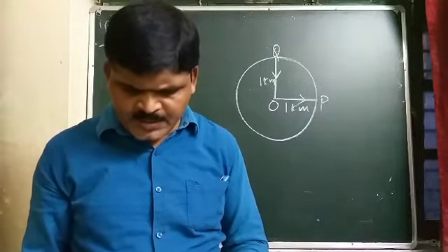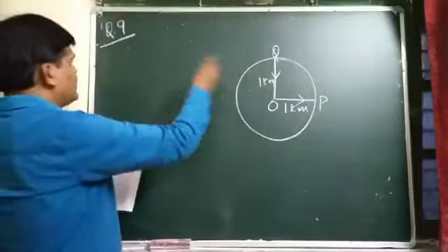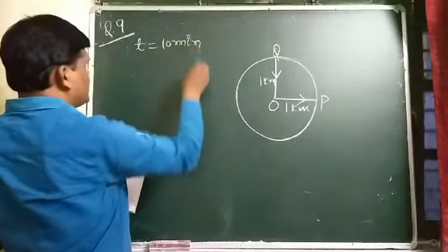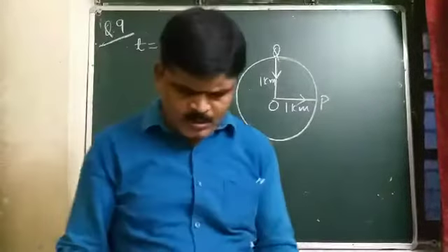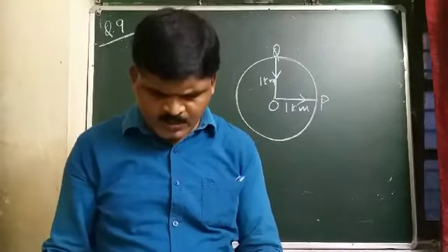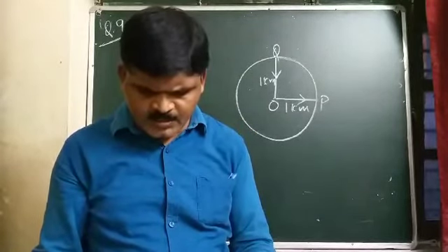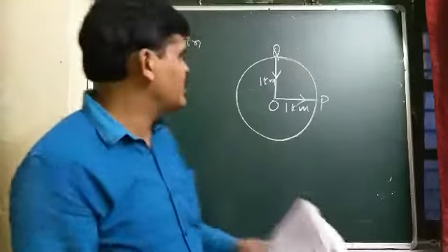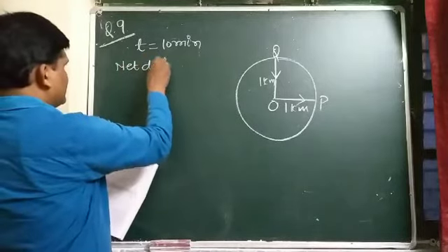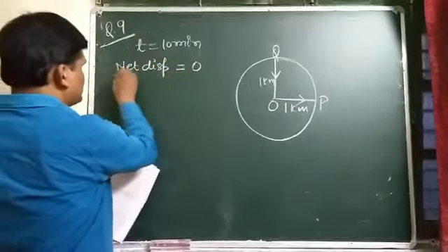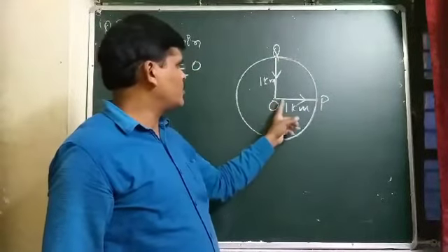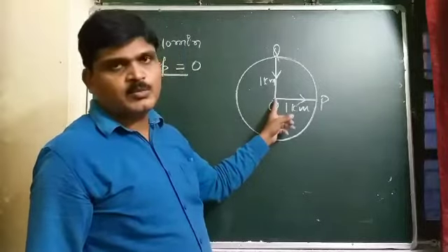If the round trip takes 10 minutes, total time taken, that is 10 minutes. If the round trip takes 10 minutes, what is the first, net displacement? And you know that net displacement, that is what? 0, because the cyclist starts from O and returns back along path OPQO to the same original position.